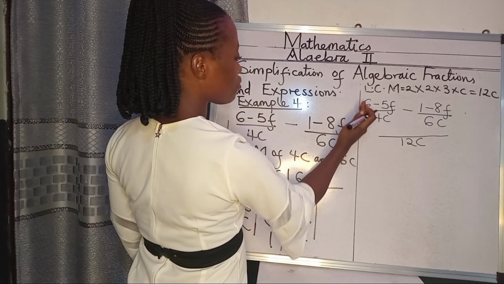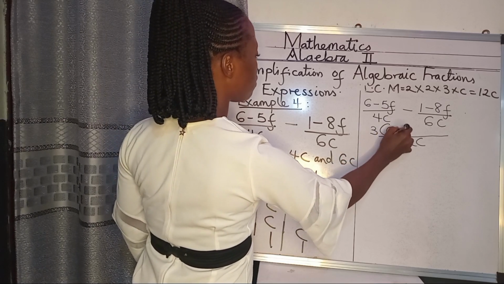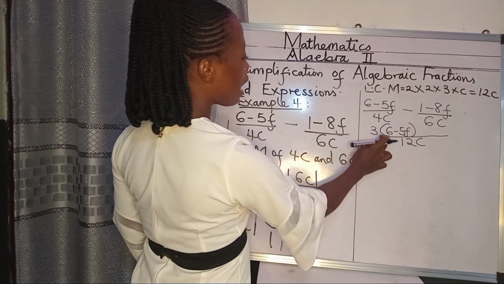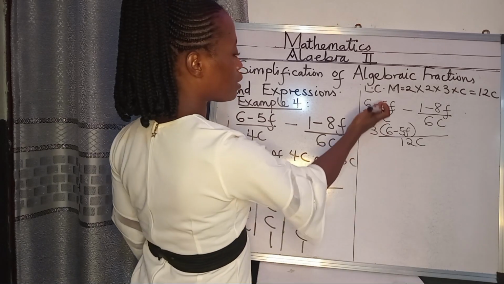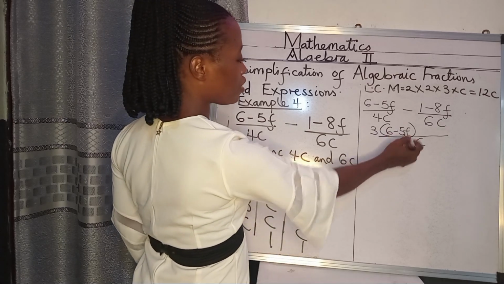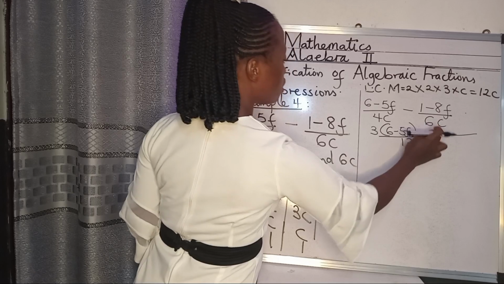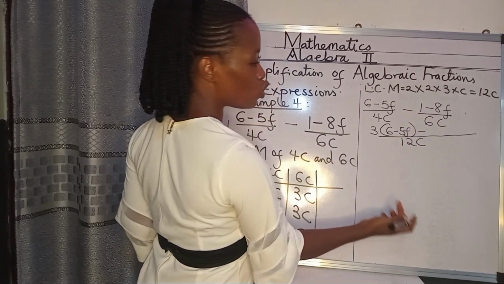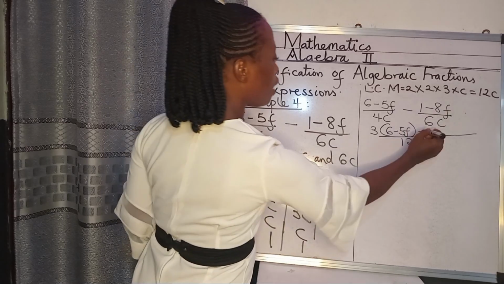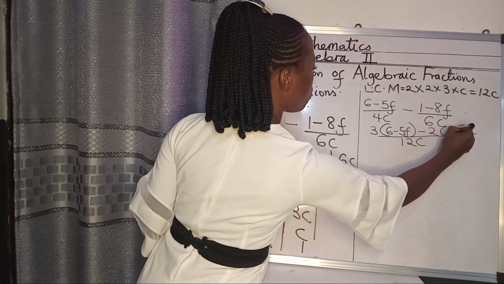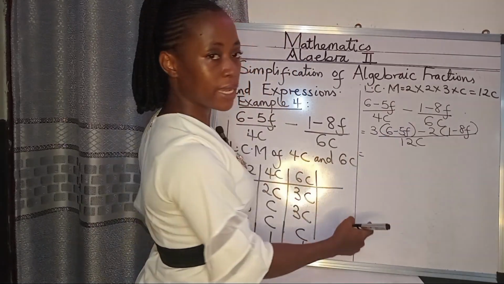Remember, I'm going to use the 3 to multiply the numerator. So I'm going to write the 3 outside. I have 6 minus 5f. Assuming I have just 6 there, I'll just say 6 times 3, 18. But I have 2 values there, so I need to put everything in brackets before I open it up. Then minus 12c divided by 6c is 2. 12 divided by 6 is 2. Then c cancels c, right? Now I'm going to use 2 and multiply 1 minus 8f. Now I'm opening this bracket.